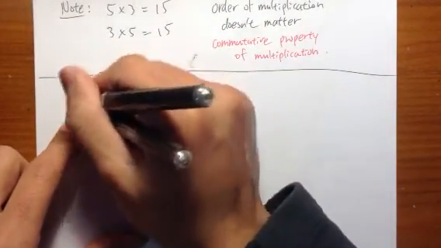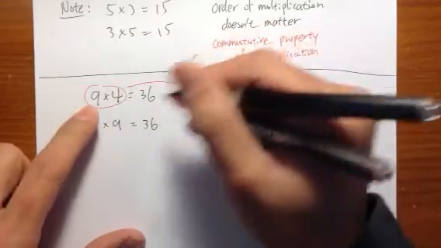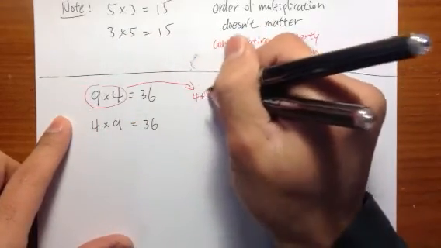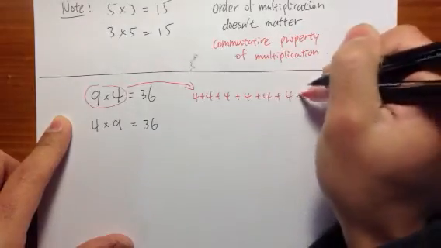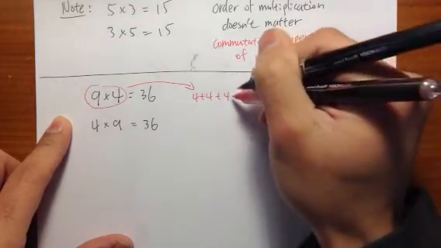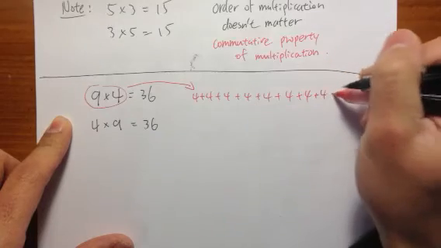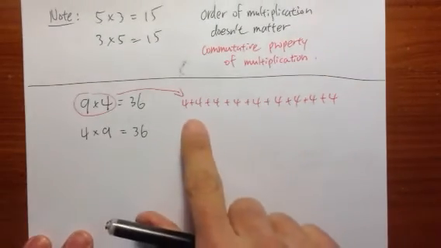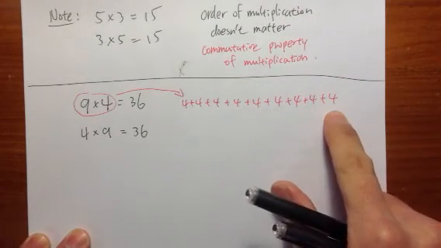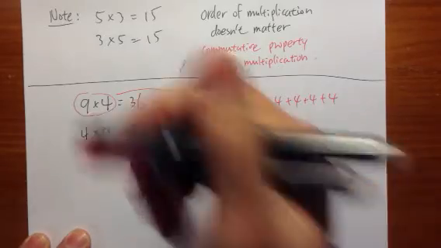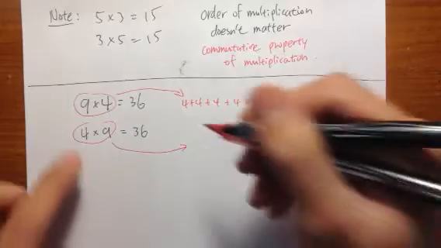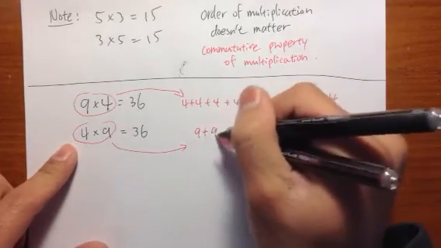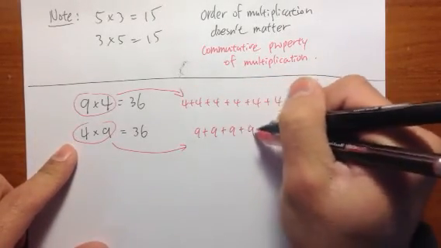This means, as I pointed out earlier, this means you do 4 plus 4 plus 4 plus 4 plus 4 plus 4 plus 4. 1, 2, 3, 4, 5, 6, 7, 8, 9. You are going to do this long calculation. That's what it means. And if you have 4 times 9. This means 9 plus 9 plus 9 plus 9.